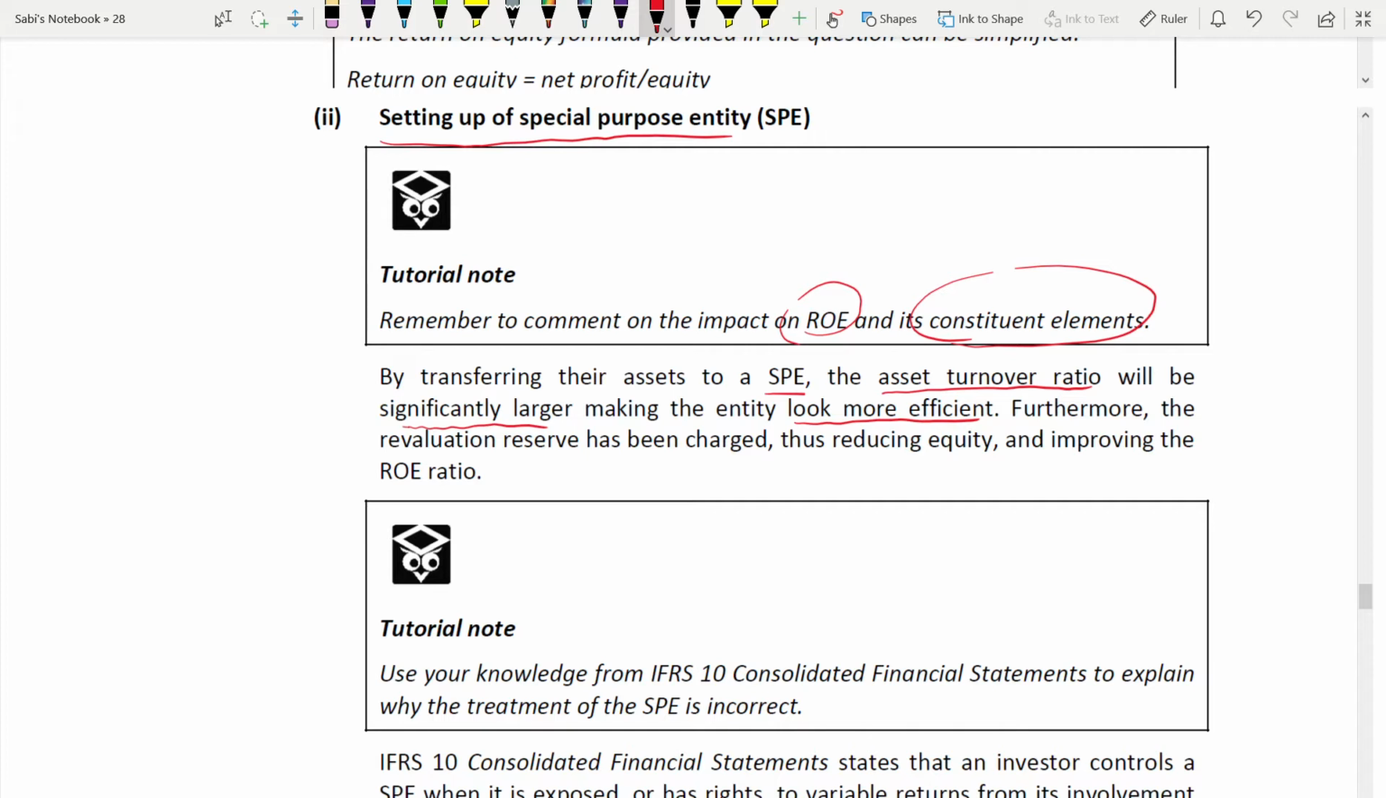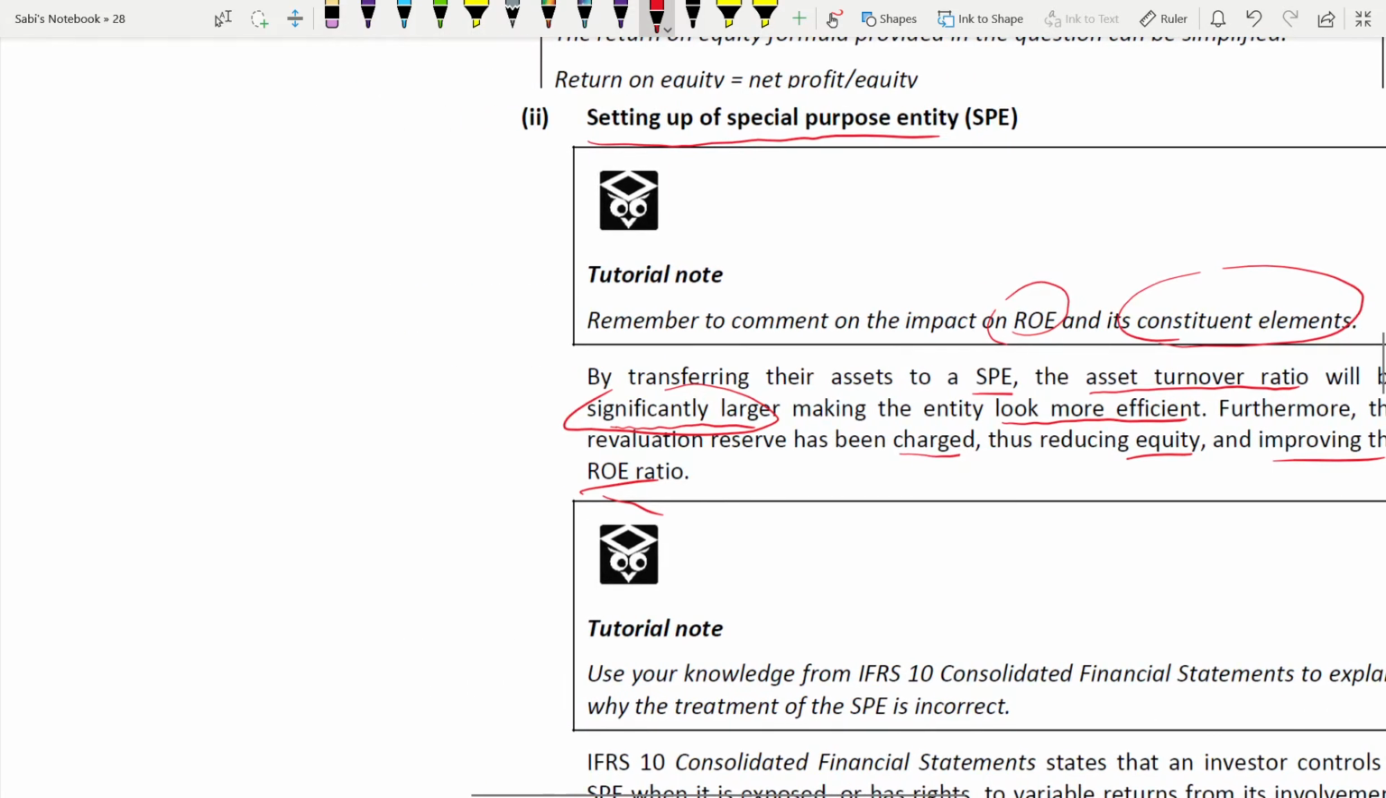Furthermore, the revaluation reserve has been charged, thus reducing equity and improving the ROE ratio. Why will asset turnover look significantly larger when you transfer the asset? Your assets are going down. When your assets go down, your asset turnover ratio increases. What is the formula for asset turnover?